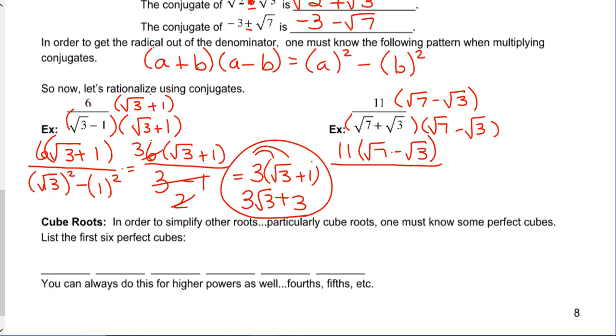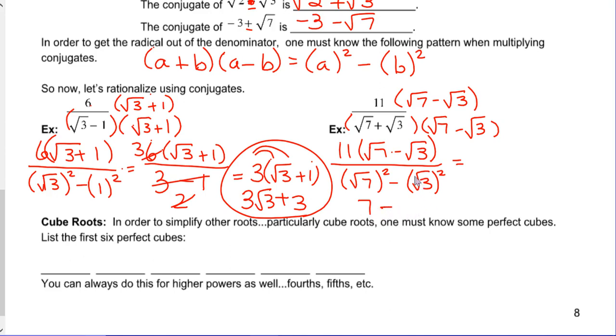All right, so the bottom, again, we have to square the first term minus the square of the second term. That will get us what the product is in the denominator. So what is the square root of 7 squared? Well, square root of 7 times square root of 7 is just 7. Minus the square root of 3 times the square root of 3.